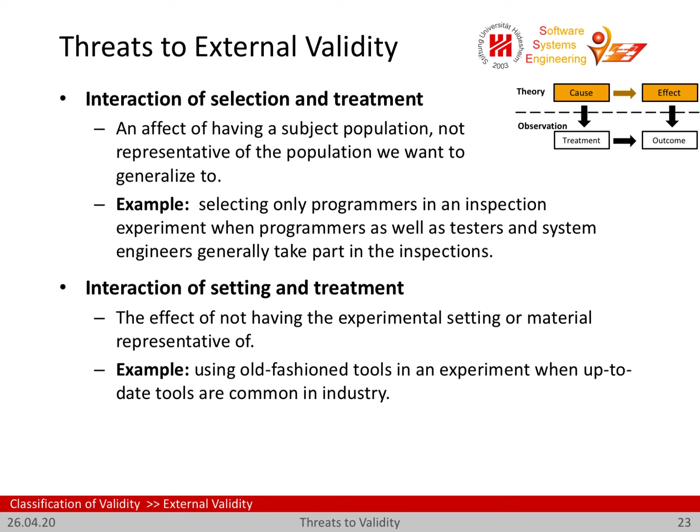Another concern for external validity is the interaction of the setting and the treatment. For example, if we have not the experimental setting or the material that is really representative of the case that we are really interested in. For example, we use very specific, perhaps old-fashioned tools or just experimental tools in a research environment, in an experiment, when actually completely different types of tools are common in the industry. If this type of tools may have an impact on the experiment, we may have an issue in terms of external validity.